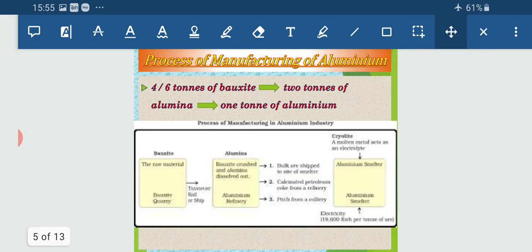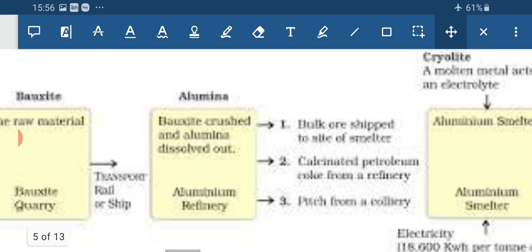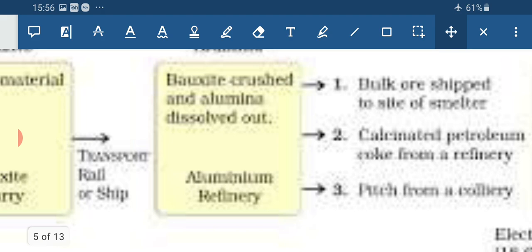Now next, the process of manufacturing aluminium. From which ore is aluminium manufactured? We all know, that is bauxite. There is a ratio given that if we get 4 to 6 tons of bauxite ore, then with the process of crushing, alumina is dissolved out. Alumina is the synthetically produced aluminium oxide. So the bauxite ore is crushed and we get alumina, whose other name is aluminium oxide.